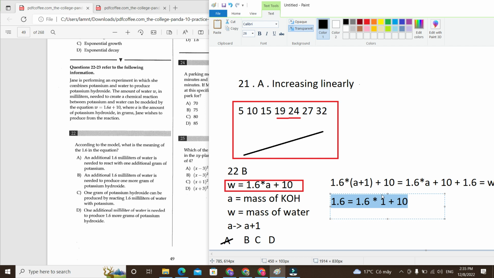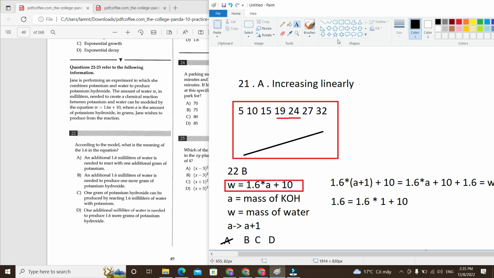So A is 1, by reacting 1.6 milliliter of water. Milliliter of water is W, right? So when you put it in the equation, you just see it. This is just wrong. Okay, so number C is wrong, because this equation is wrong, because the equation makes no sense.